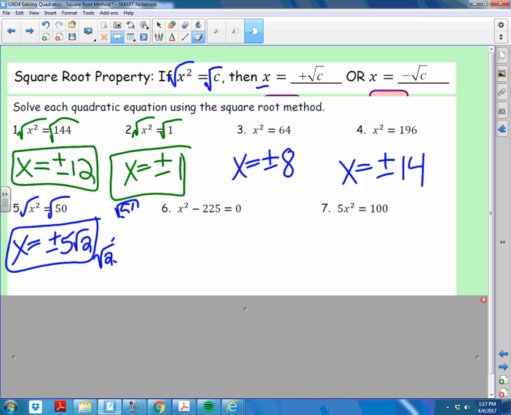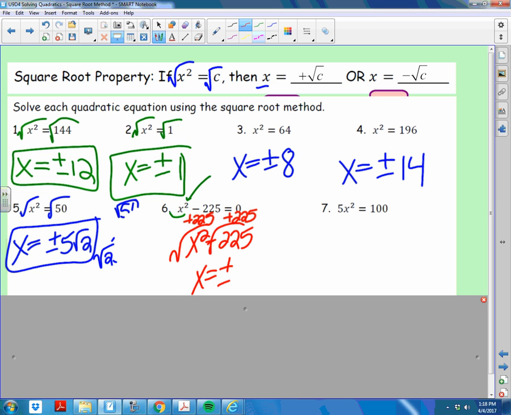On number 6, our goal is to get x squared by itself. We want to isolate it. Now, here's an interesting thing. X squared minus 225 just so happens to be the difference of two squares. 225 is a perfect square. It's 15 times 15. So this is the difference of two squares, right? But I want to give you a different way of solving it. If you added 225 to both sides, you would end up with x squared equals 225. You take the square root of both, you end up with x equals positive or negative 15.